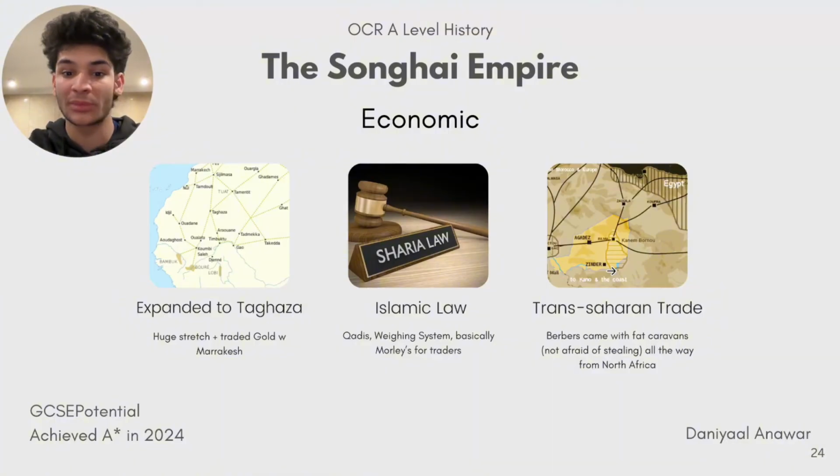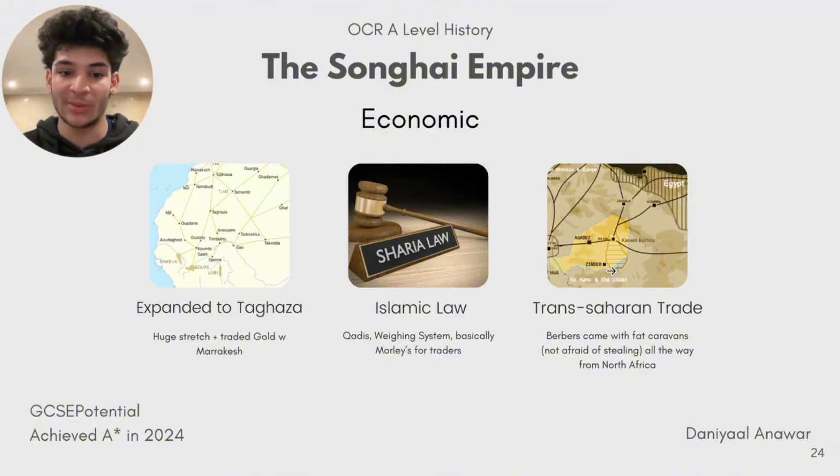The second point, and this is so interesting, okay, Islamic law, Sharia law. Sharia law was implemented within Songhai. So it was a key facet of the Songhai Empire. And as a result, the reason why Songhai was so successful, arguably, was because they implemented Sharia law. Because all the traders were expected to be Muslim, they implemented Islamic rulings within the economic system. And that was so good for the traders because it provided them with a sense of security and safety.